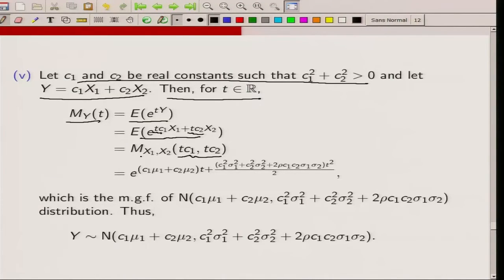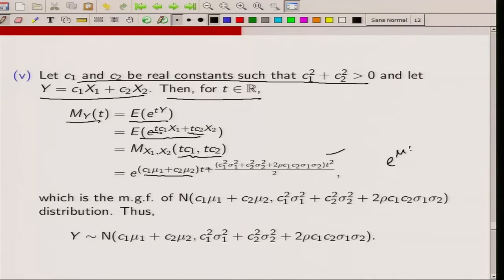Now, the moment generating function of X1 and X2 we have derived. So, e to power mu 1 t1, that means e to power tC1 mu 1 plus tC2 mu 2. So, t becomes common. So, this one plus t square C1 square sigma 1 square, plus t square C2 square sigma 2 square, plus twice rho t C1 t C2 sigma 1 sigma 2. So, t square goes outside again. So, this one is.